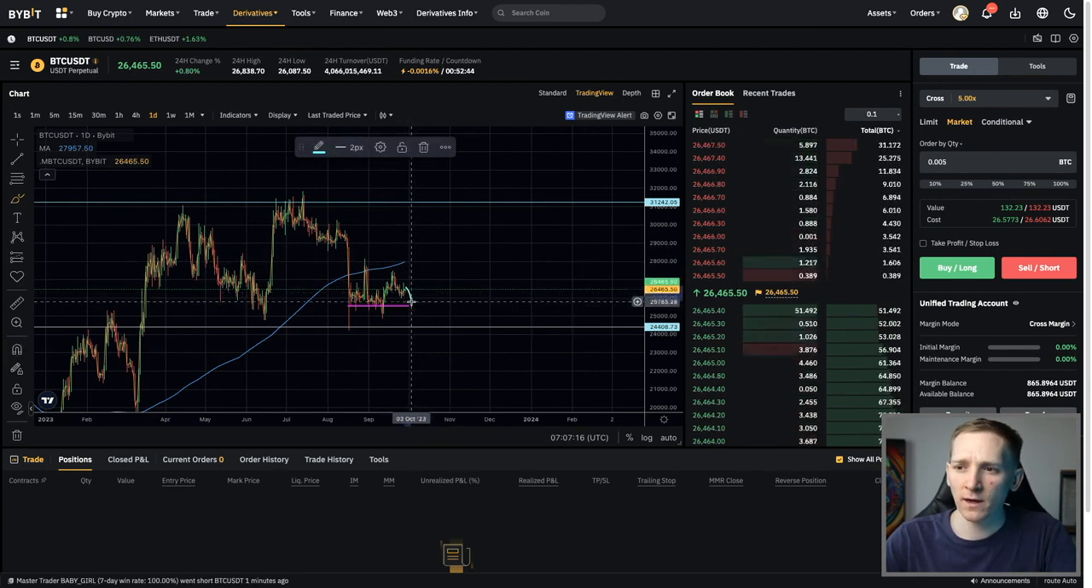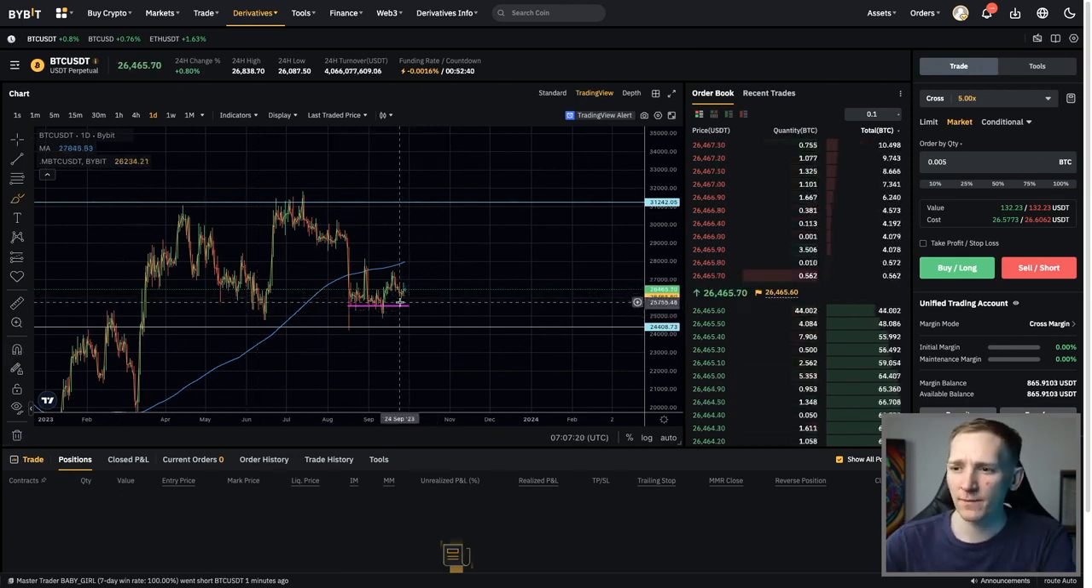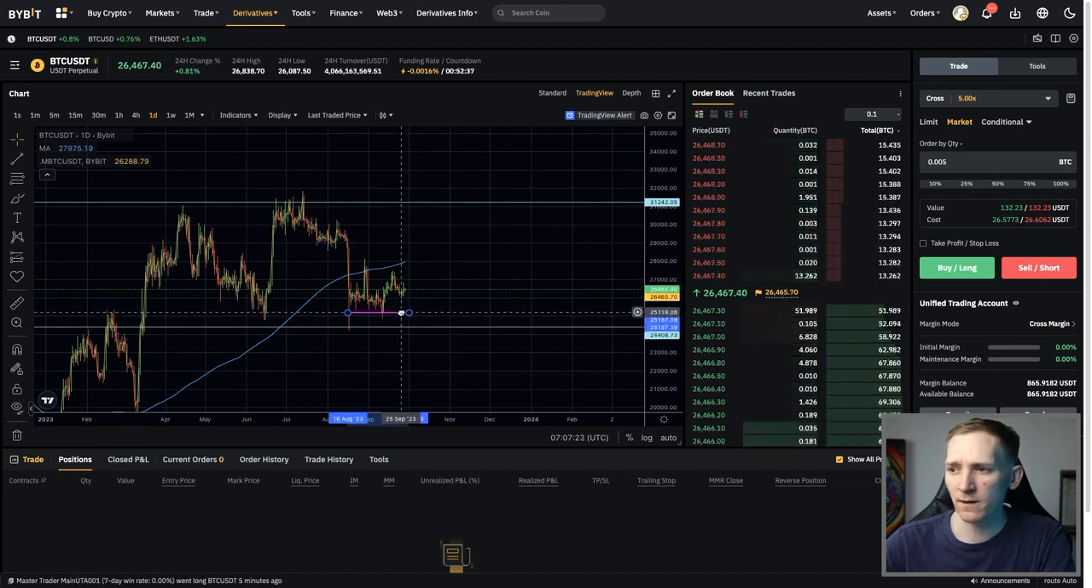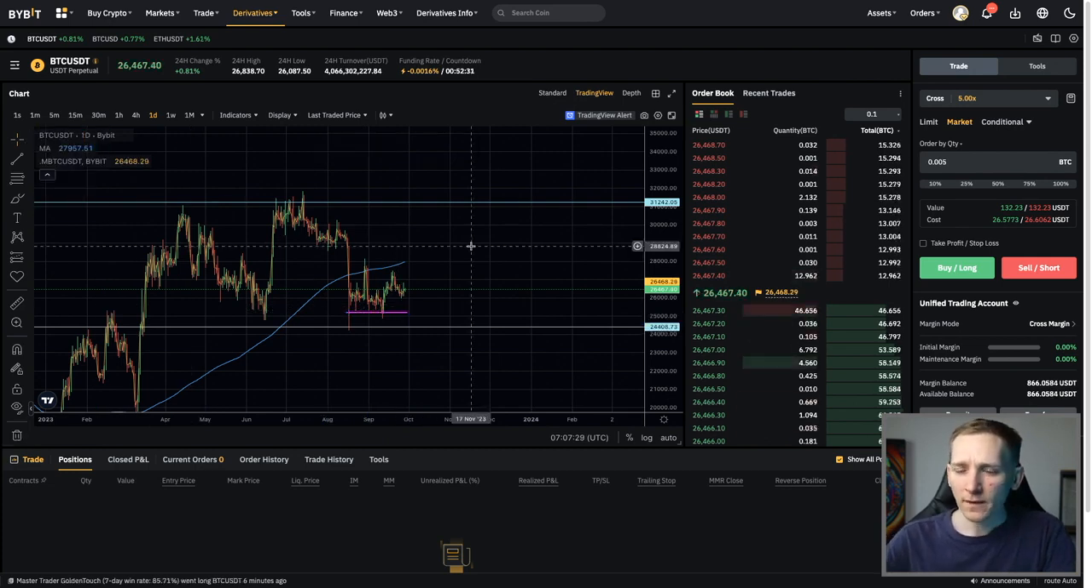And if it moves down here and a little bit below, we would get out because the trade is moving against us. I'm actually going to move this down a little bit because it probably needs it. So let's say 25,200. So we now know our stop loss price. Now what we can do is figure out exactly how much money we can put into this trade.